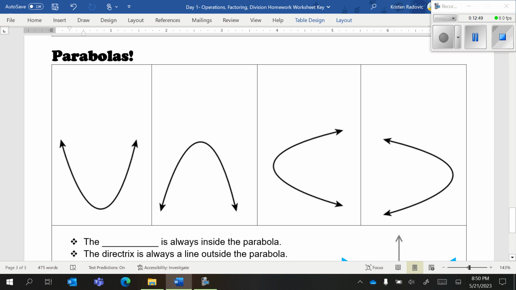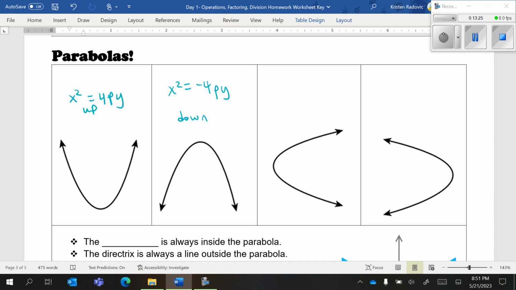So you need to know the equation of a parabola. If you are opening upward, you're going to have x squared equals 4py. If you have something going downwards, you're going to have a negative 4py.